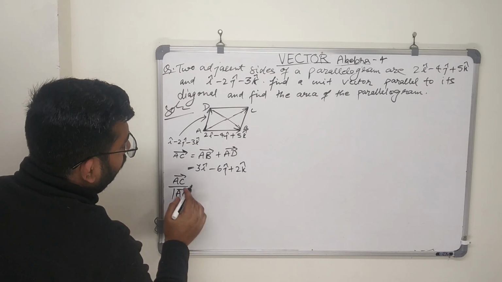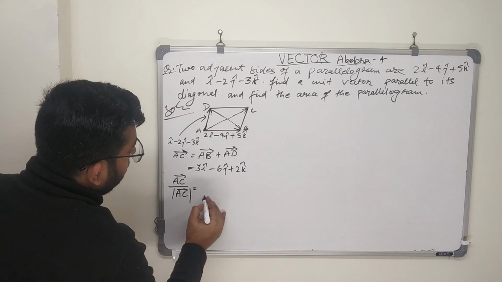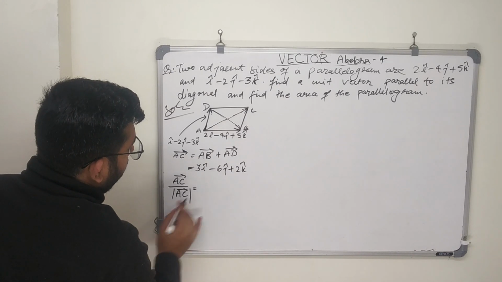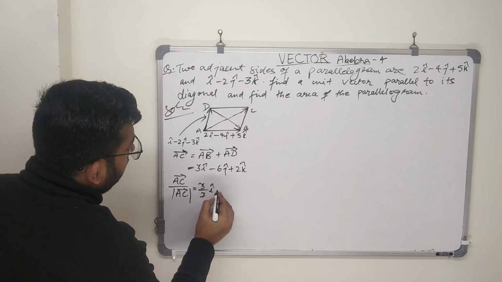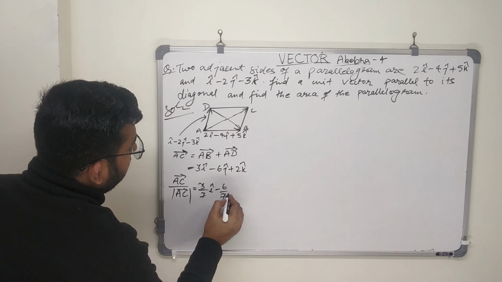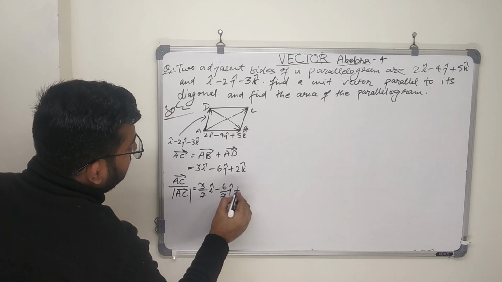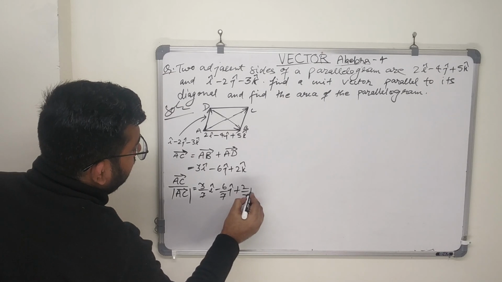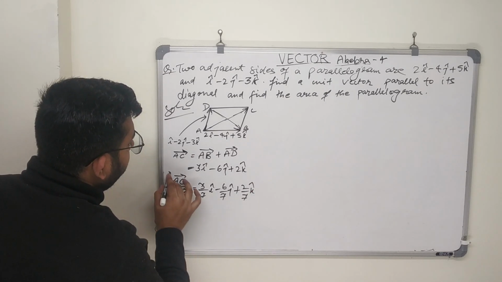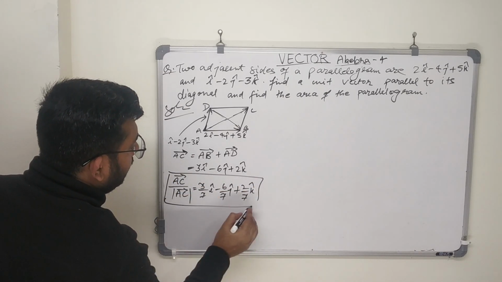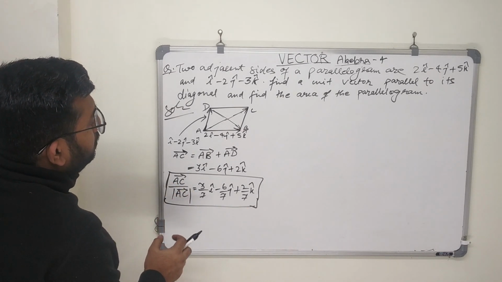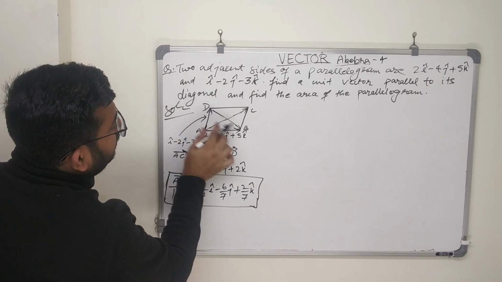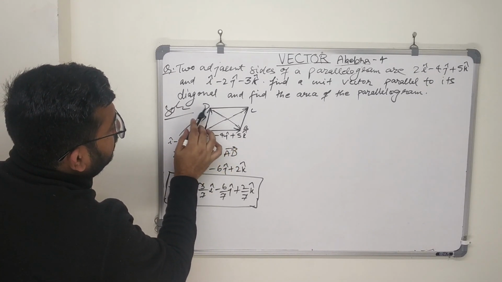So under root of 49 will be equal to 7. So we will write 3/7 i cap minus 6/7 j cap plus 2/7 k cap. So this will be one of the answers for the unit vectors along the diagonal. Similarly, we can find this vector also, that is DB vector.